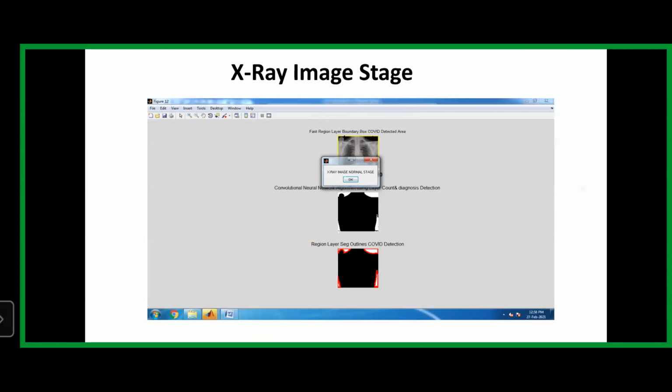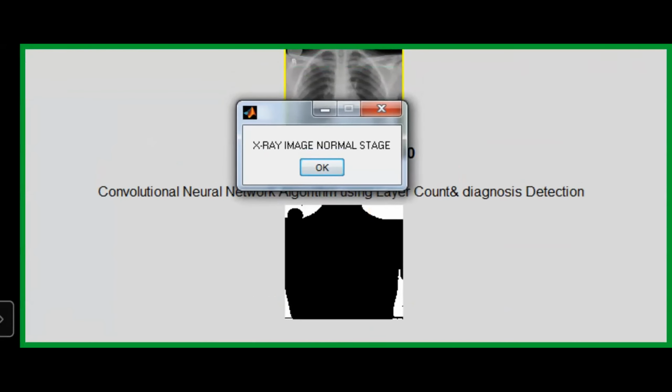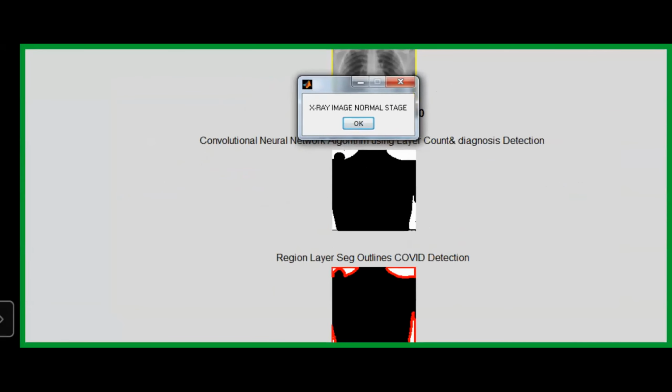And these are the overall X-ray image stages. In this X-ray image stage, I uploaded these four images at a time, but the results are patient images only for normal stages. So finally, the patient is not affected by the COVID-19 virus.